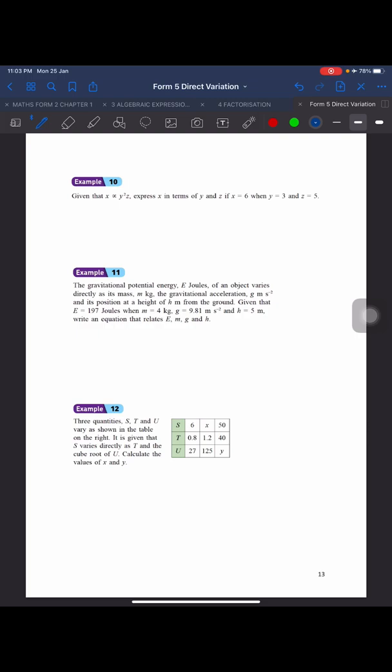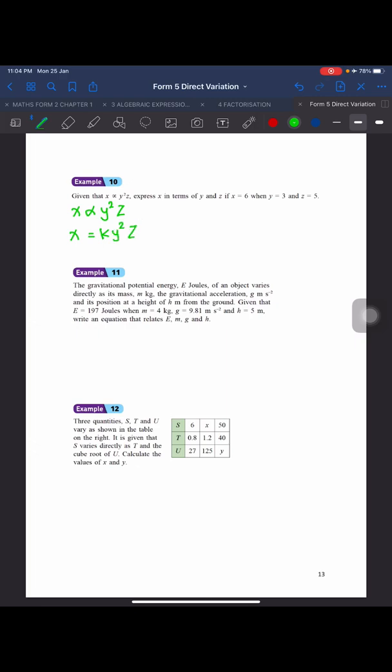Given that x varies directly as y square z, express x in terms of y and z if x equals 6 when y equals 3 and z equals 5. So I write it first. x varies directly as y square z. Change it into equation form: x equals ky square z.